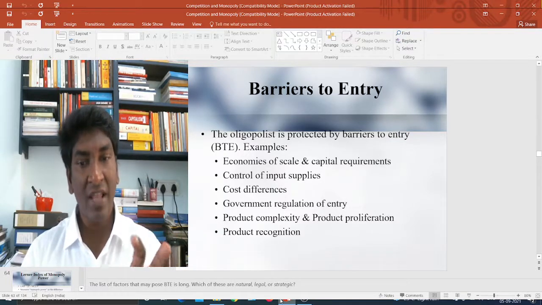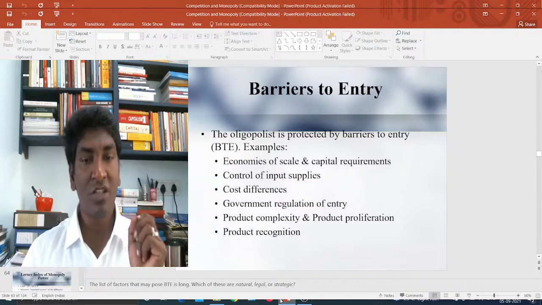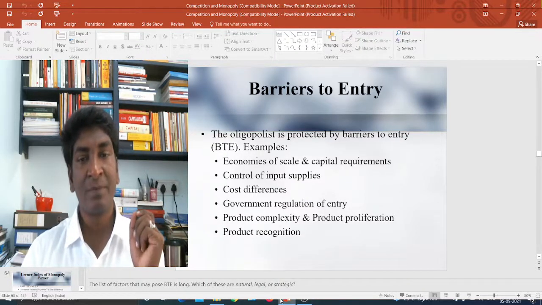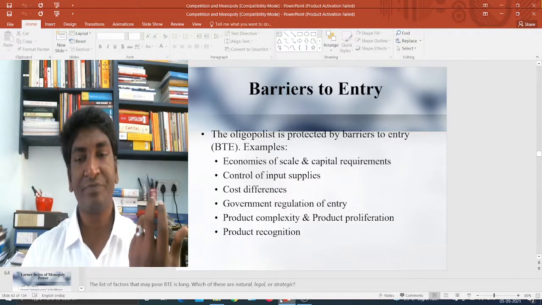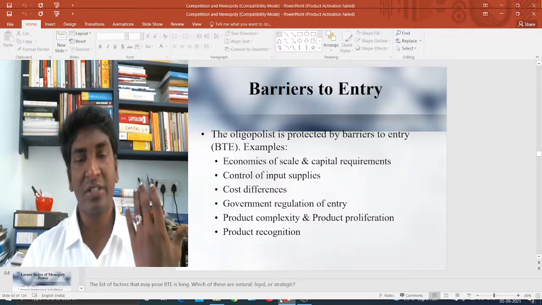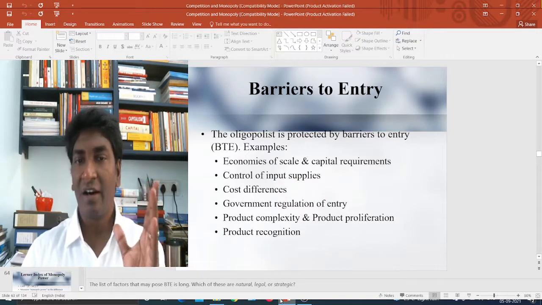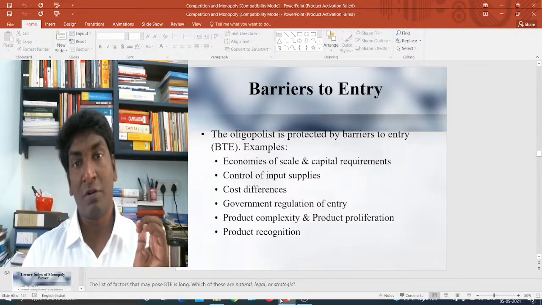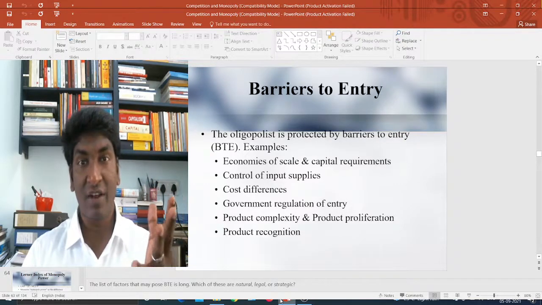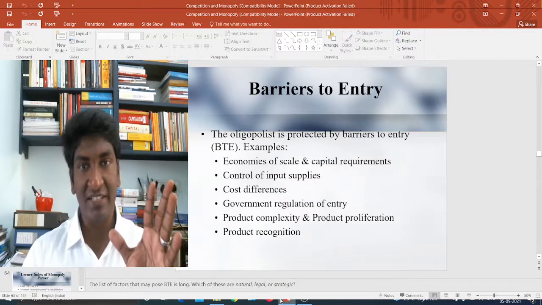For example, economies of scale and capital requirements, control of input supplies, cost differences, then governmental regulations, product complexity, product proliferation, then product recognition, etc. These are different reasons, and all of them are non-market reasons. That is, it is not spontaneous in that sense.